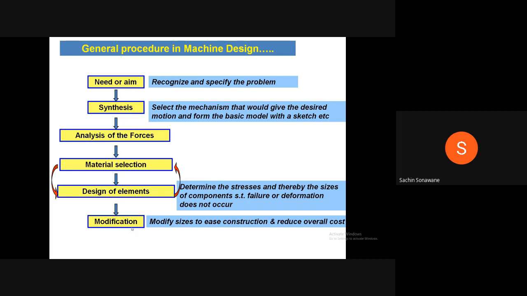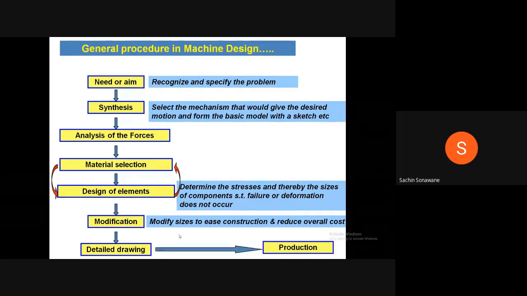Then last is modification. Modify sizes to ease construction and reduce overall cost. Then next is detailed drawing. We have to prepare detailed drawing of the product which you have studied in the assembly and detail chapter. In detailed drawing, assembly of product will be there and detailed drawing of product will be there along with the part list. And last step is production, that is manufacturing of the product.